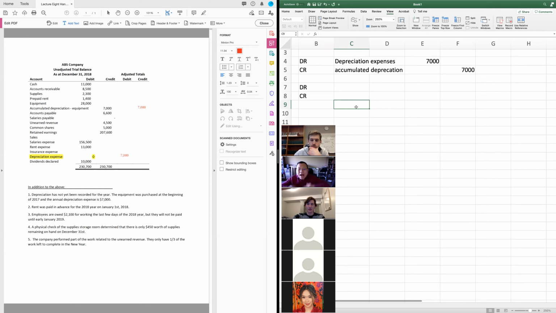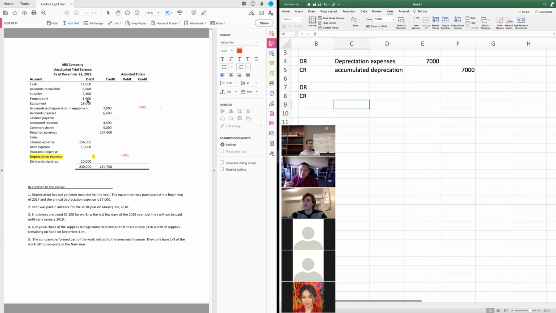So in the beginning, January 1st, you paid 14,000 for the rent in 2018, right? Now we are at the end of 2018, right? So let's take a look here. The rent expenses is 13,000. Here you have a prepaid rent, 14,000.